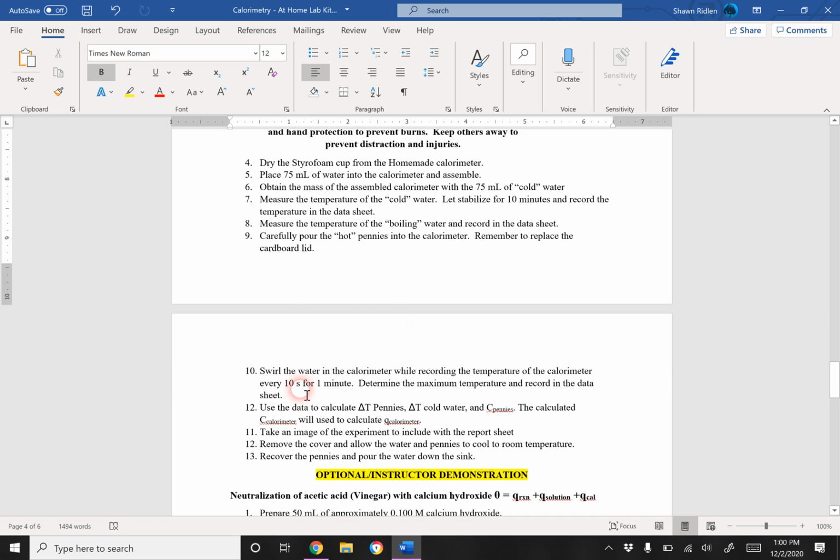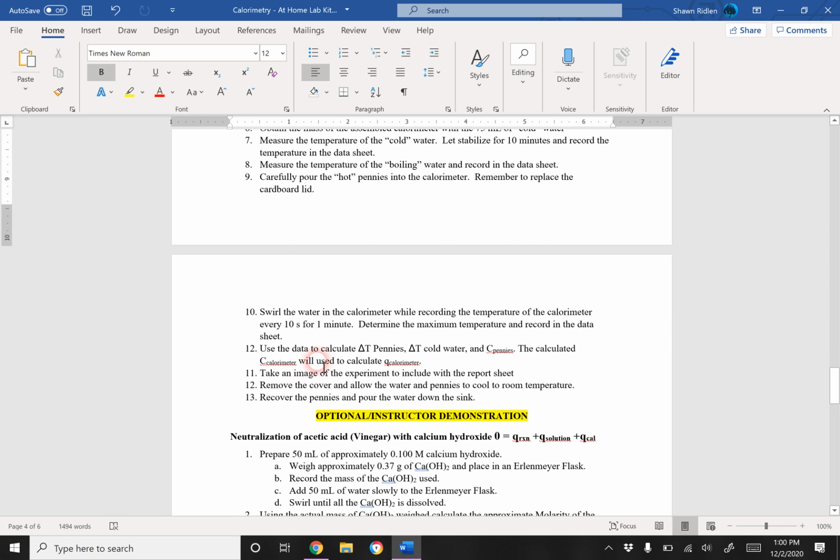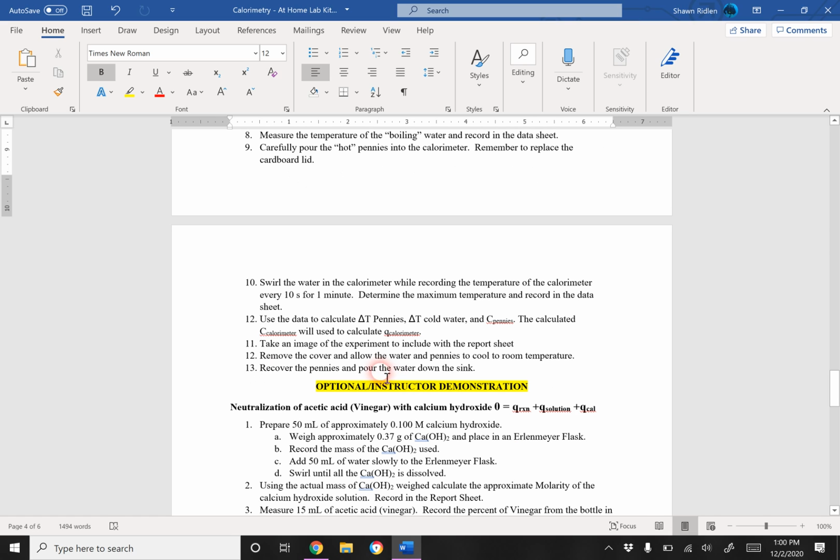Okay, and then swirl the water with the calorimeter while recording the temperature every 10 seconds for 1 minute. Determine the maximum temperature of the water. Then you want to use this data to calculate delta T of the pennies, delta T of the cold water, and then eventually c of the pennies. So the C of the calorimeter will be used to calculate Q of the calorimeter. Okay, so it wants you to take an image and then remove the cover, and then recover your pennies.